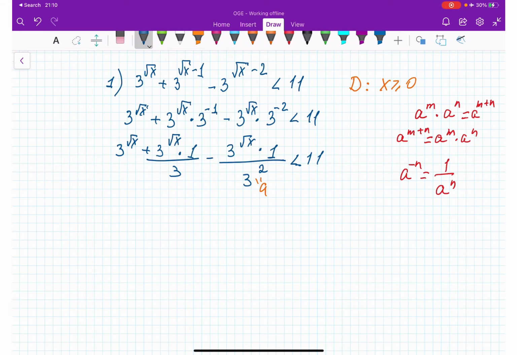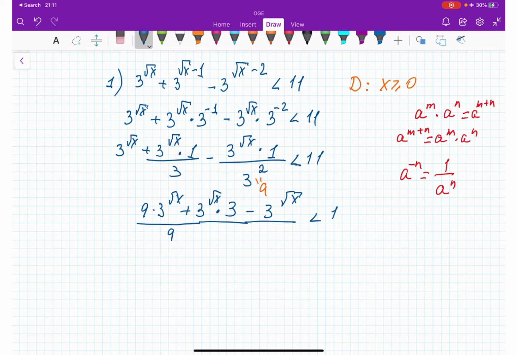So, I'm bringing to a common denominator on the left side. It's going to be, here is 9, so I will have 9 times 3 to the power square root of x plus 3 to the power square root of x times 3, because with common denominator 9 I have only 3, and minus 3 to the power square root of x, and this is less than 11.